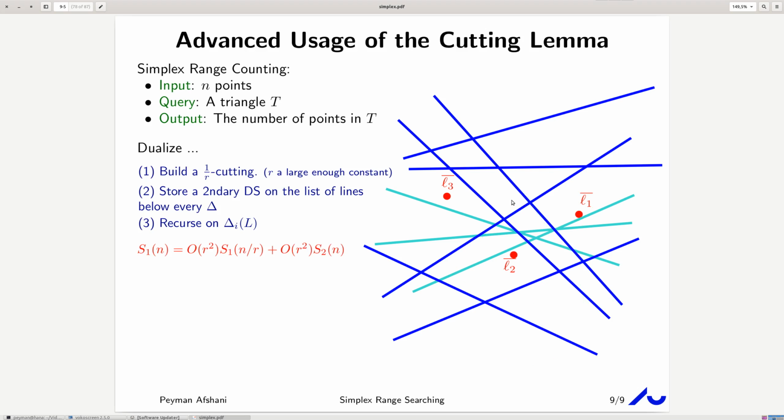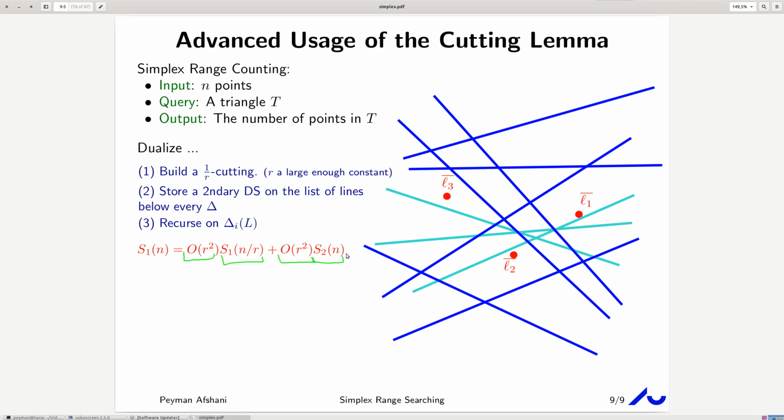So what is the recursion for this data structure? Well, we have r² triangles. Inside every triangle, we have a recursion. The size of the subproblem that we recurse on is n/r by the cutting lemma. But then for every one of the r² triangles, we build a secondary data structure on potentially n lines that pass below it. So that's the recursion formula.